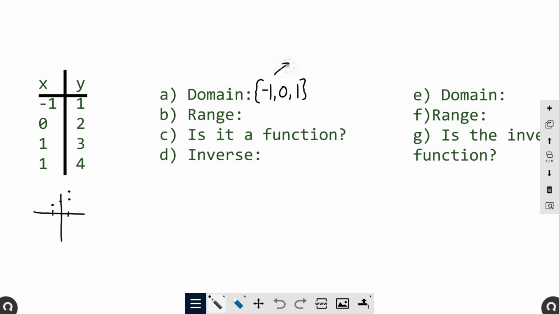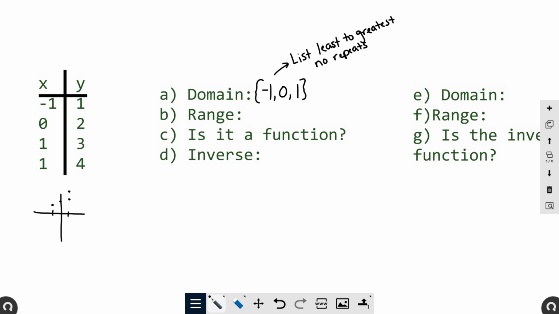So make yourself a little note: list, least to greatest, no repeats. Even though 1 repeated, we don't put it again. And try to make those curly brackets. It doesn't have to be perfect, but just try.